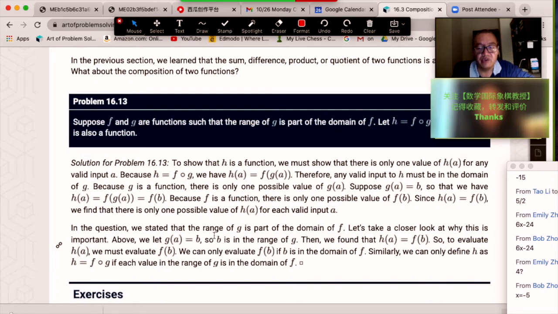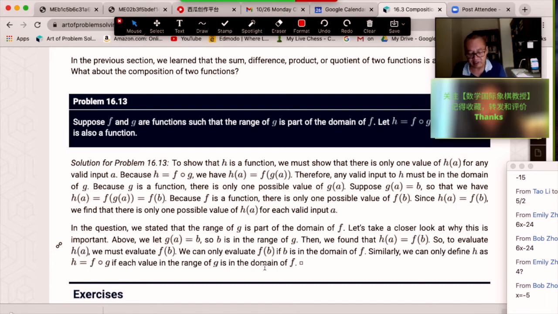Let's take a closer look at why it is important. Above, we let g(a) equals b, so b is in the range of g. Then we found that h(a) equals f(b), so to evaluate h(a), we must evaluate f(b). We can only evaluate f(b) if b is in the domain of f. Similarly, we can only define h as f combined with g if each value in the range of g is in the domain of f.